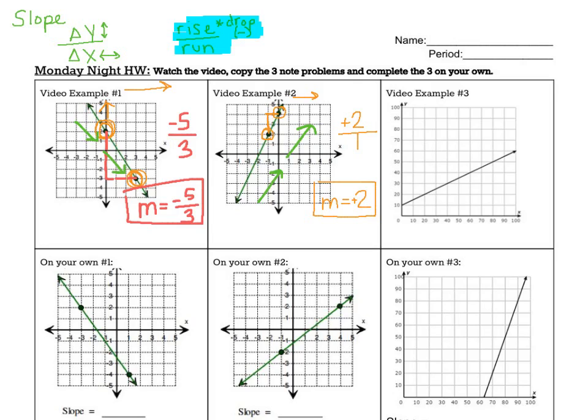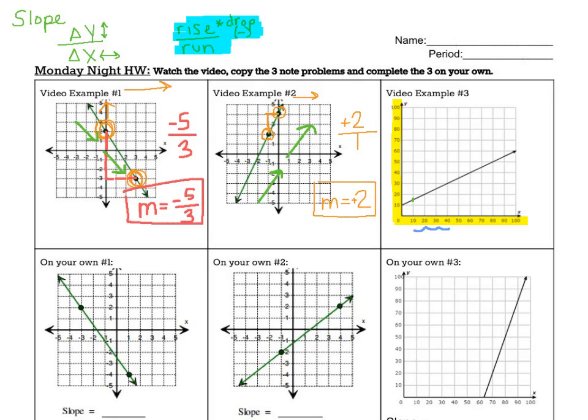For this one, I want us to make sure that we pay attention to our x and y axis. If we notice, the numbers are not 1. Since the numbers are not 1, when we rise or drop and run, we're going to count by tens because that is the change on our axes. So instead of counting 1, 2, 3, we're going to count 10, 20, 30. So we want to find some perfect intersections.